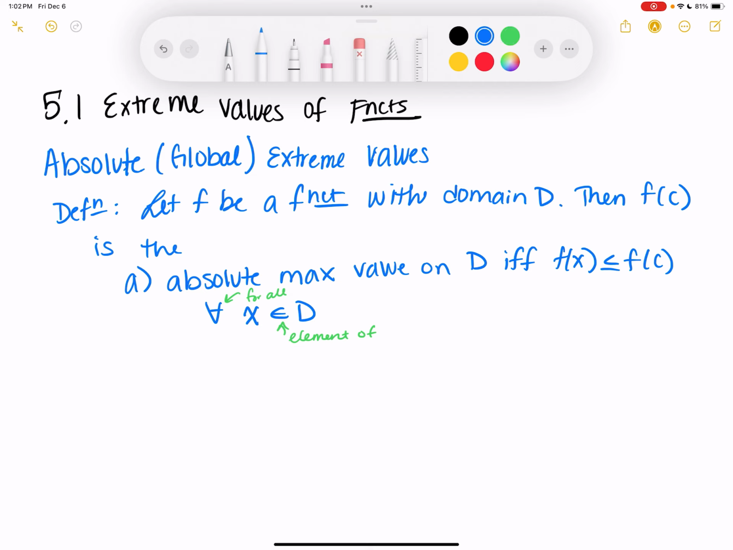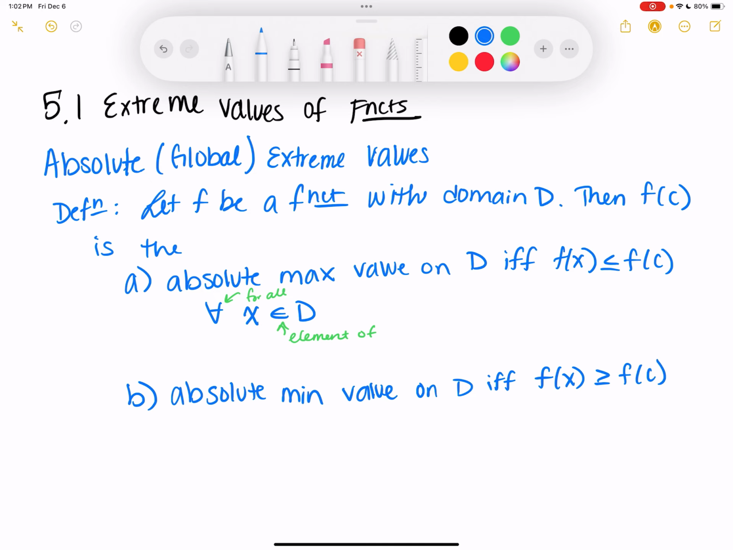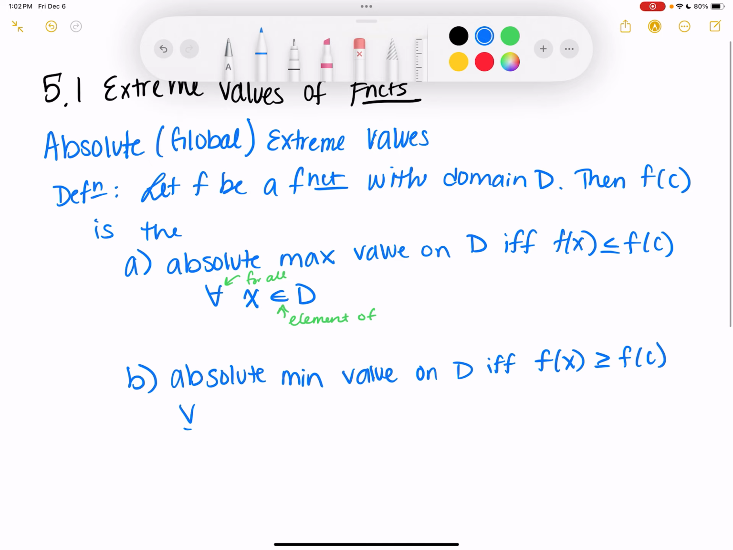Or B, it's an absolute minimum value, absolute min, on D if and only if f of x is greater than or equal to f of c for all x as an element of the domain. And this stuff is often called absolute extrema.